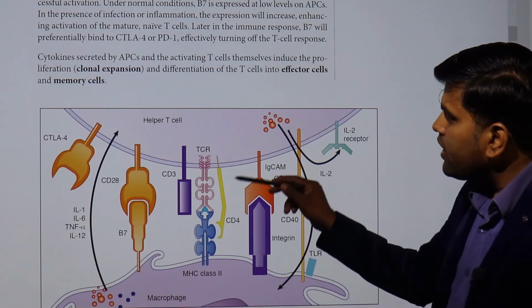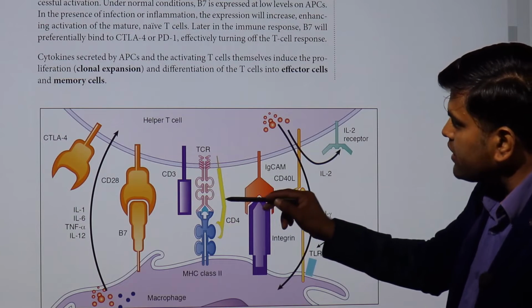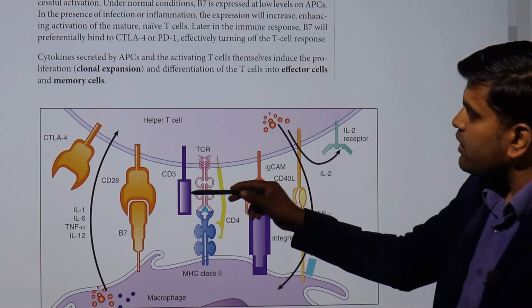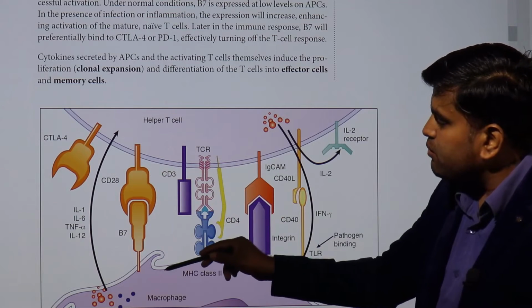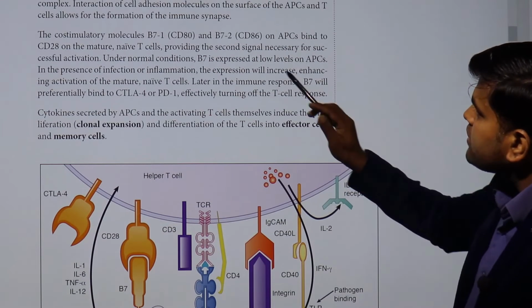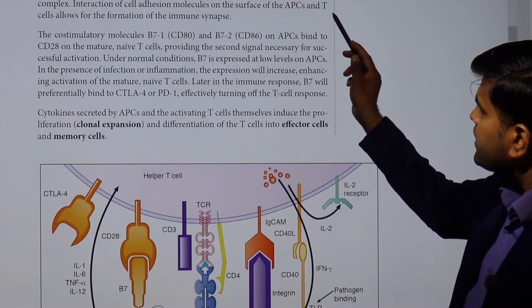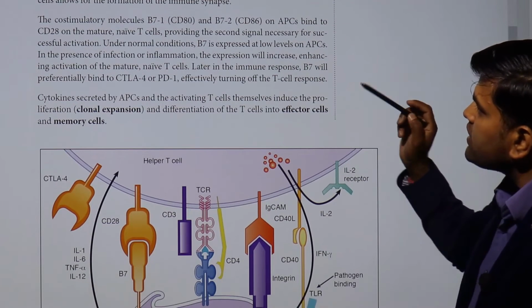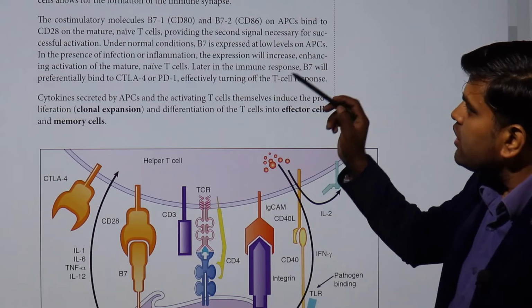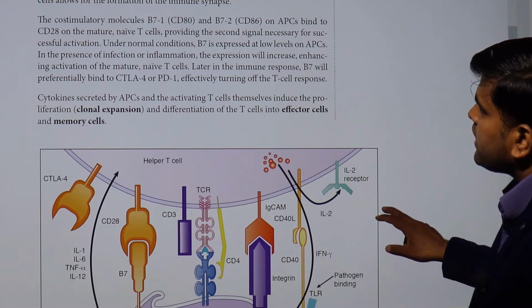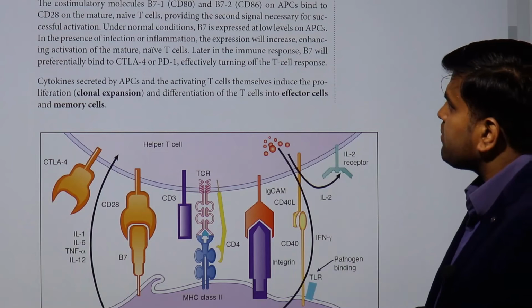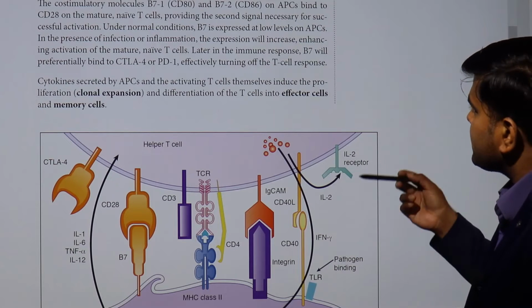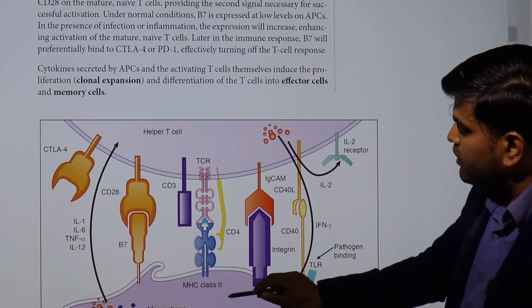If it is checked, then there will be the co-stimulatory signals, and the co-stimulatory signals will be between the CD28 and B7. So we know the initial T cell receptor CD3 signal transduction complex. Interaction of the adhesion molecules on the surface of the APC and T cell allows the formation of the immune synapse. The co-stimulatory molecules, that is B7-1 and B7-2, which are CD80 and CD86, are on the APC. This is the antigen presenting cell.